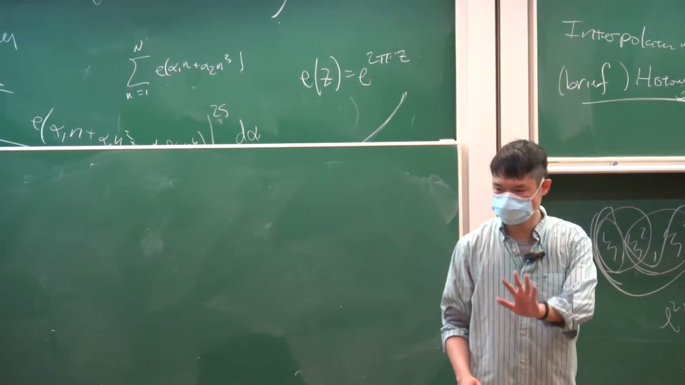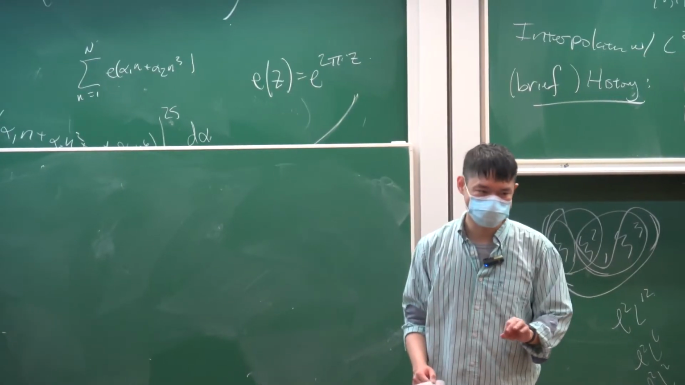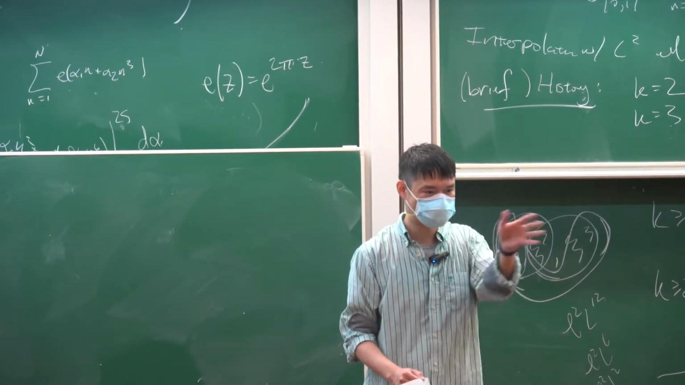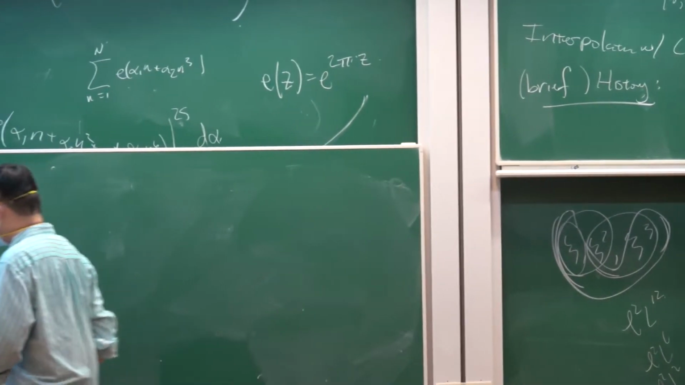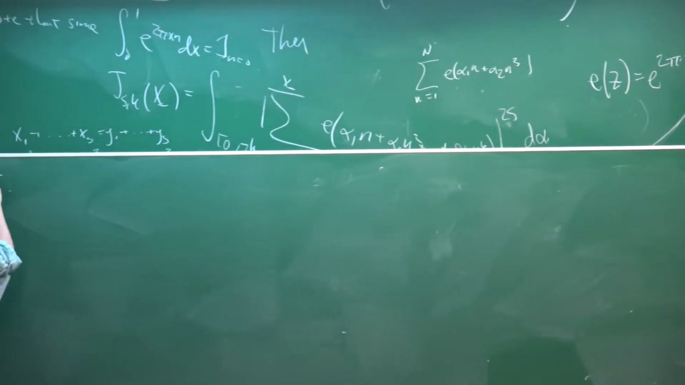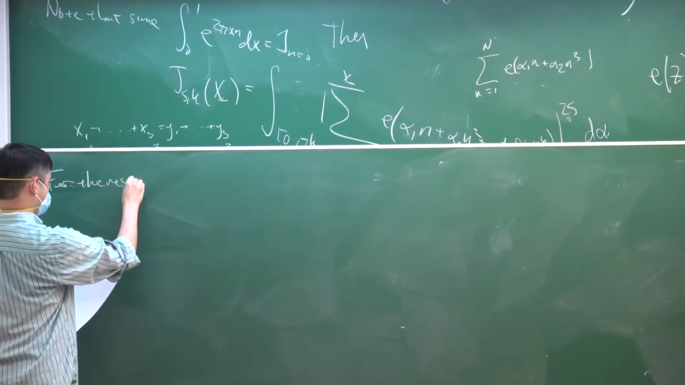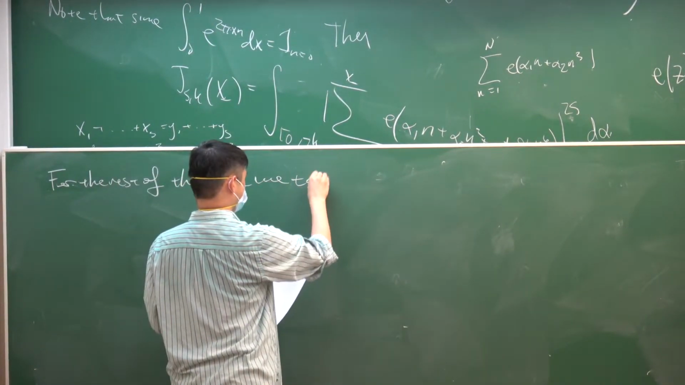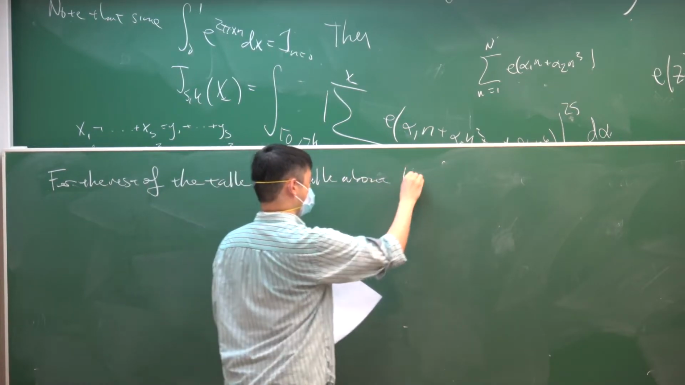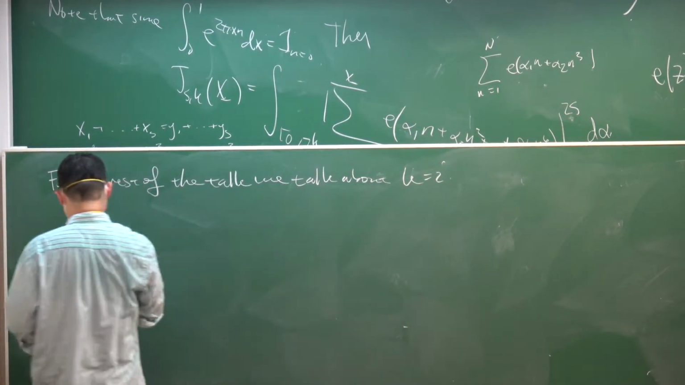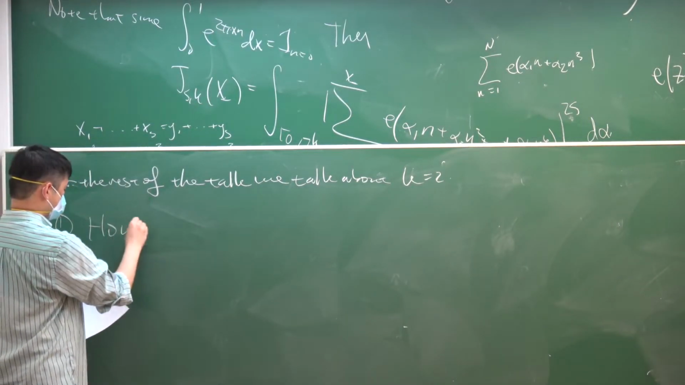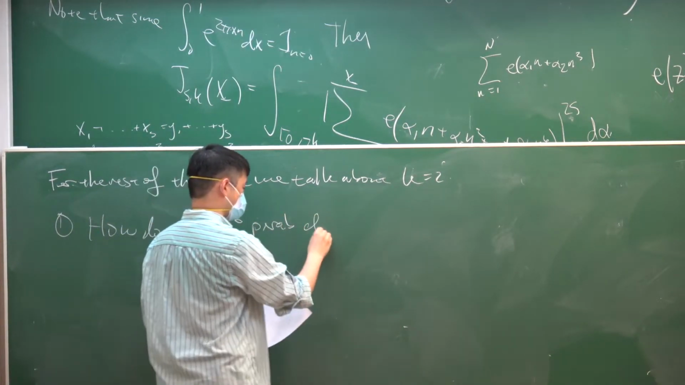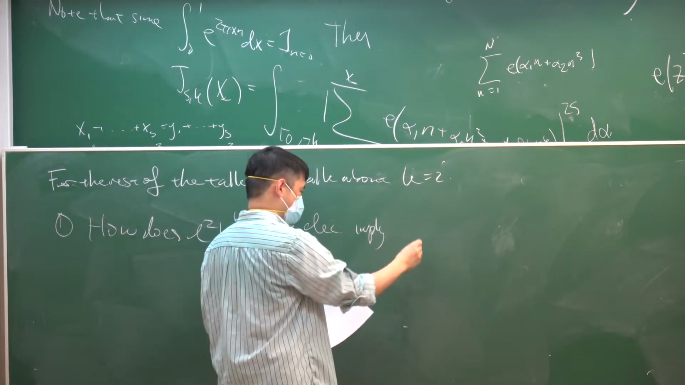But before we do that, let me just briefly remark how decoupling for the parabola implies Vinogradov's mean value theorem. Okay, just to wrap up that loose end. Okay, so for the rest of the talk, we talk about k equals 2. Okay, so question 1. How does L2, L6 parabola decoupling imply k equals 2 Vinogradov?